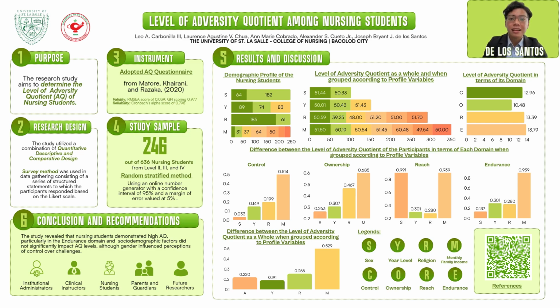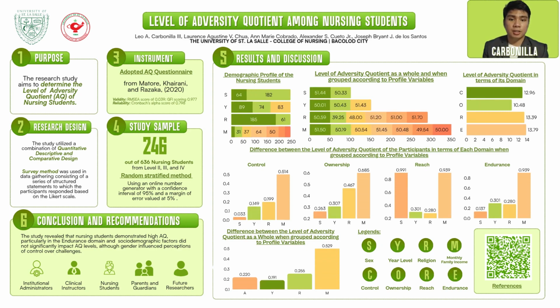This supports theories like Stoltz's AQ and Reich's adaptation model, suggesting resilience is shaped more by experience and psychological factors rather than demographics. These findings emphasize the need to integrate structured resilience building strategies in nursing education and promote equitable, supportive environments in both academic and clinical settings.